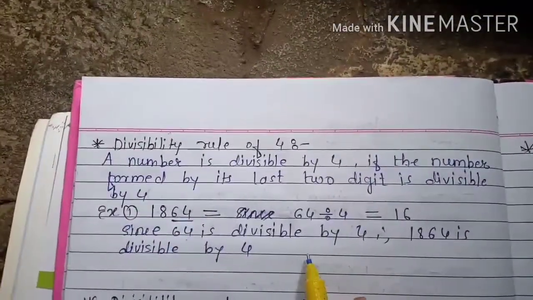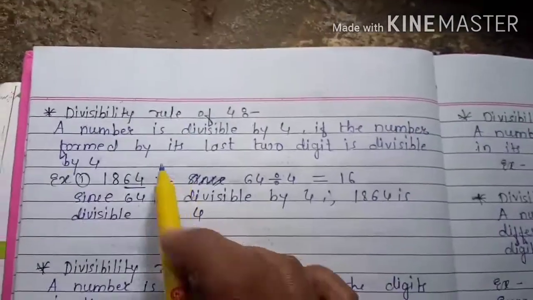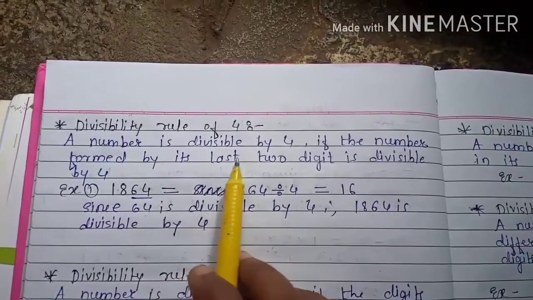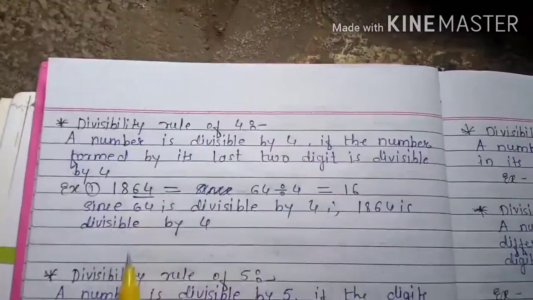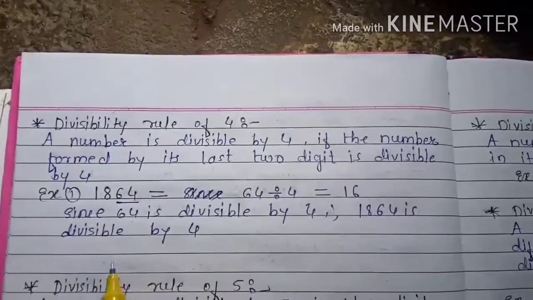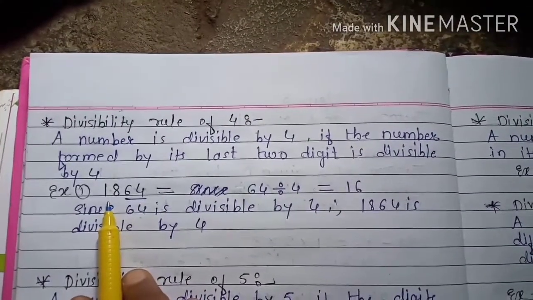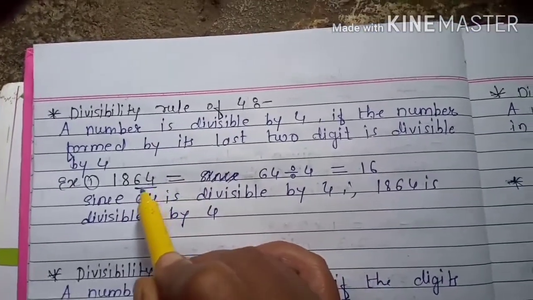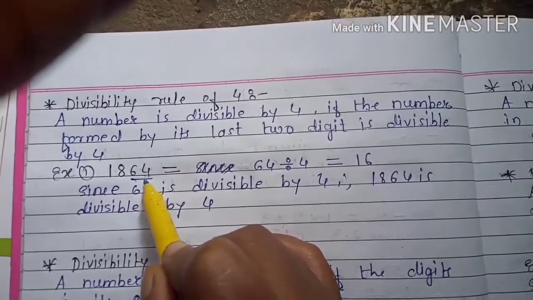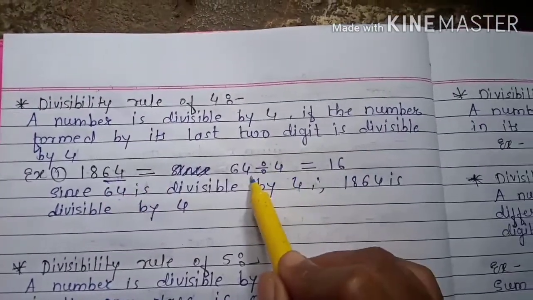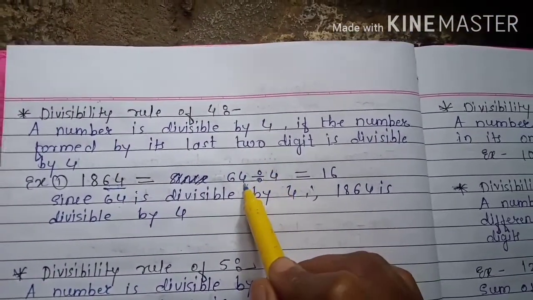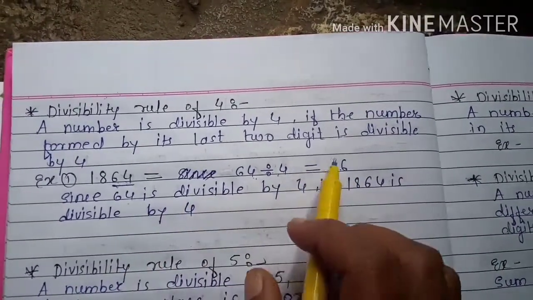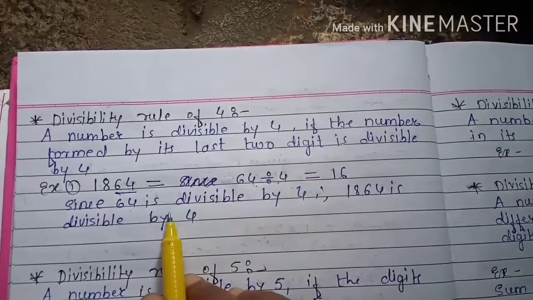That is the divisibility rule of 4. A number is divisible by 4 if the number formed by its last two digits is divisible by 4. So see here, children, this is the example I have taken. It is 1864. To apply this rule, you have to see the two-digit number, that is the tens place number as well as the ones place number. It is 64, and 64 is divisible by 4. When 64 is divided by 4, the answer will be 16. Since 64 is divisible by 4, the whole number is divisible by 4.